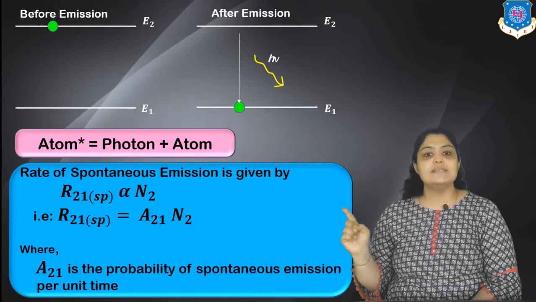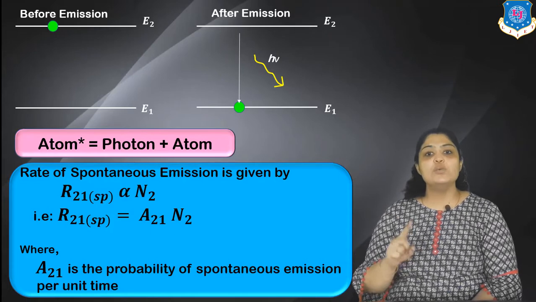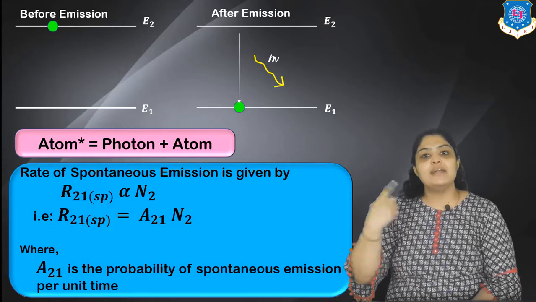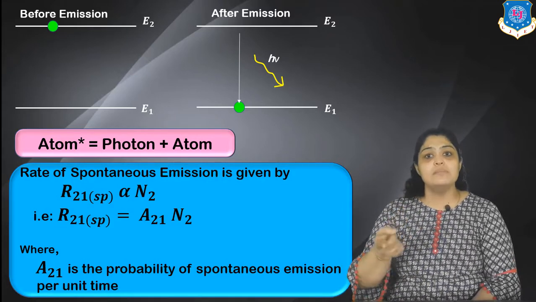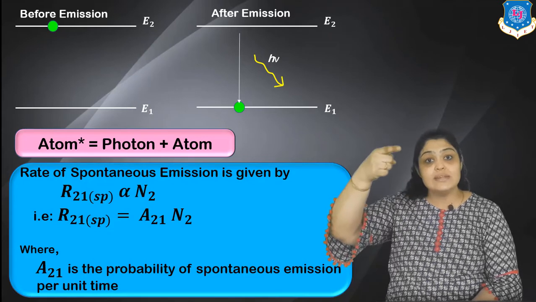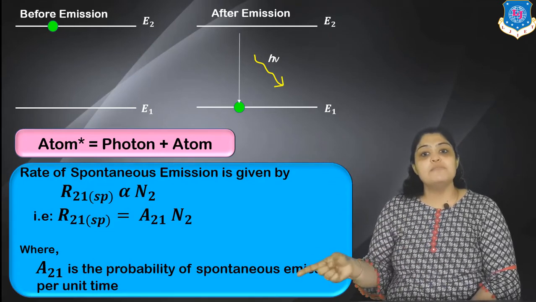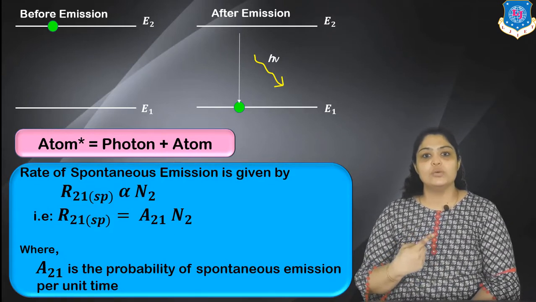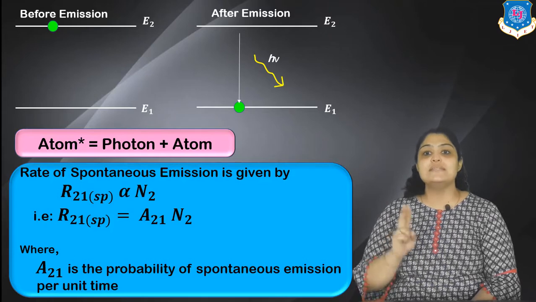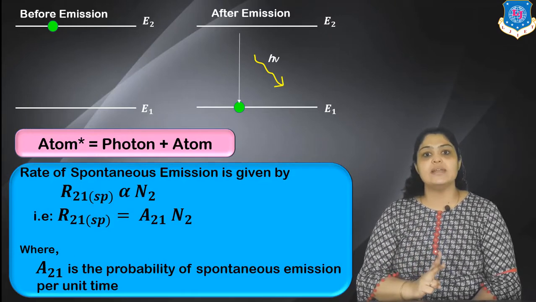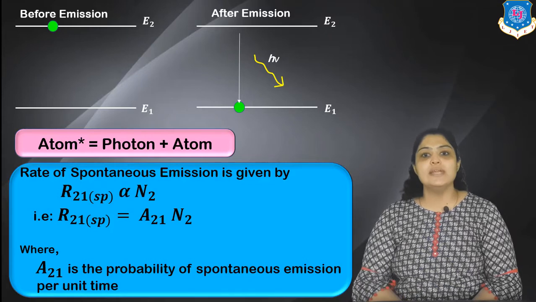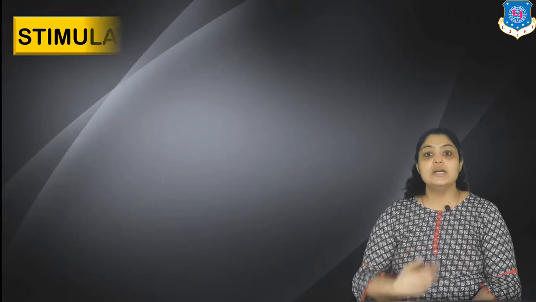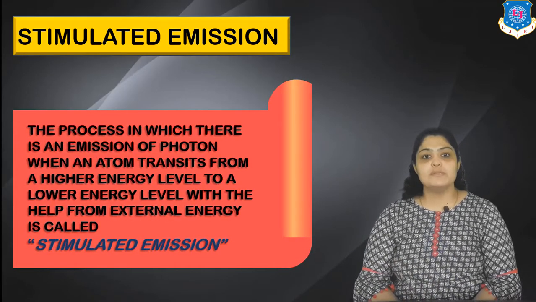Rate of this spontaneous emission is given by R21 spontaneous is proportional to N2. What is N2? Number of atoms in the higher energy level. So if there is only one atom, I will get one photon. But if there are 1000 atoms and they come down spontaneously, they will give me 1000 photons. So R21 spontaneous is equal to A21 N2. What is A21? It is the second coefficient proposed by Einstein, which is known as the probability of spontaneous emission per unit time.